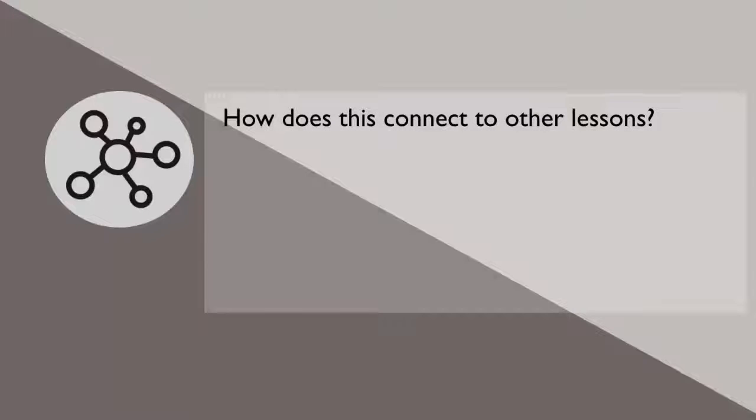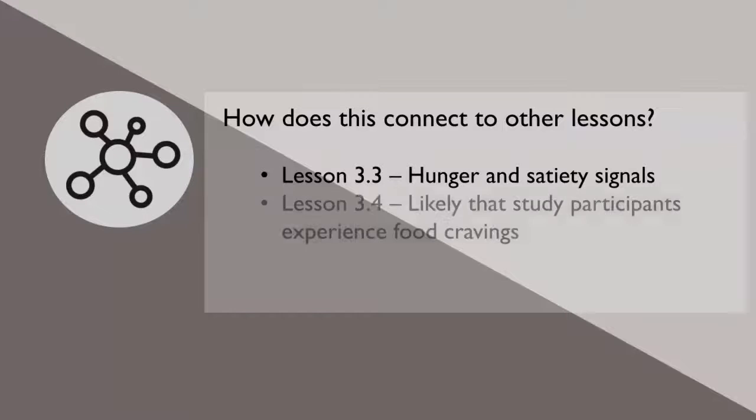There is a clear connection between Lesson 3.3 and this lesson, but what about Lesson 3.4 when we learned about the dopamine reward pathway? Although these authors didn't study the reward pathway, we saw in the Lesson 3.4 jigsaw that people can be addicted to food, and a lack of food leads to intense food cravings. It is likely that the study subjects here also experienced food cravings.